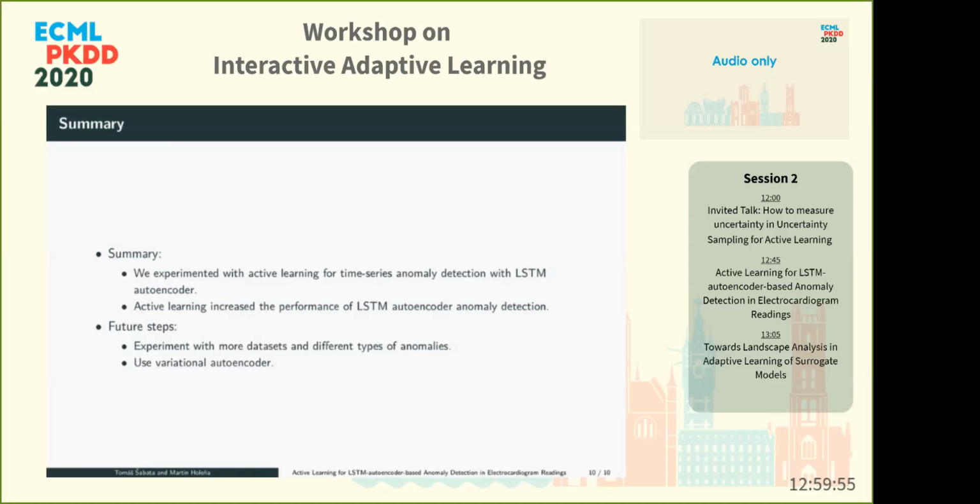The truth is that in the state of the art, instead of the LSTM autoencoder, they use the variational LSTM autoencoder, and it has also very good results, even better. So this is our future step. We would like to experiment with variational autoencoder. And also I would like to show our approach on multiple datasets, and also focus on different types of anomalies to see the benefits.